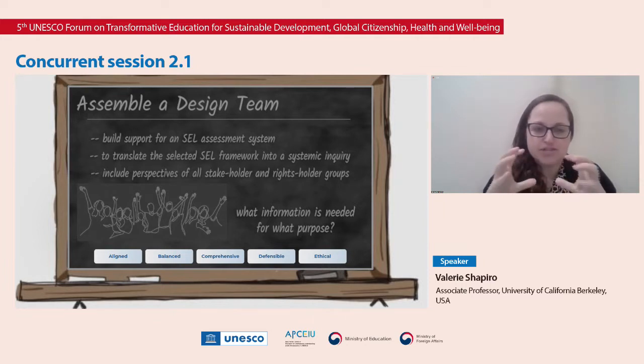So the question of this design team becomes, what information is needed for what purpose? And I might add, what information is needed for what purposes? Make that plural, because there are so many purposes. There's so much information we need when we're actually trying to transform education in this way.